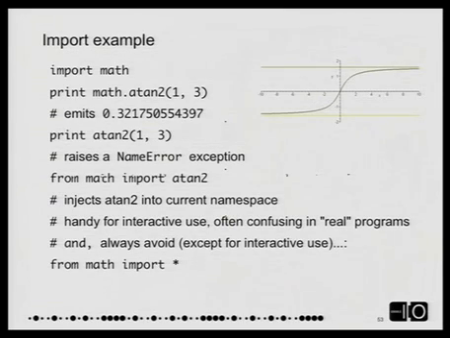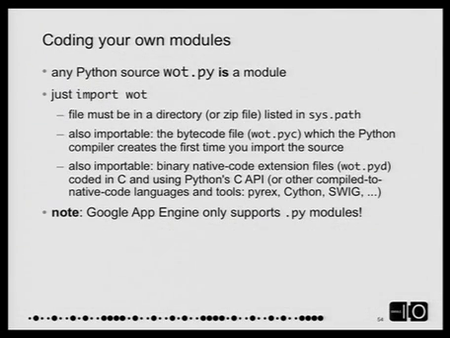I could do from math import atan2. In this case, this would inject atan2 in my namespace. Sometimes when you're doing this interactively, like at the prompt, it's kind of nice. In real programs, it tends to be confusing, and this goes squared. From math import star, now you have 25 mathematical functions in your namespace, which is handy, but don't do it in real programs, only in interactive use.